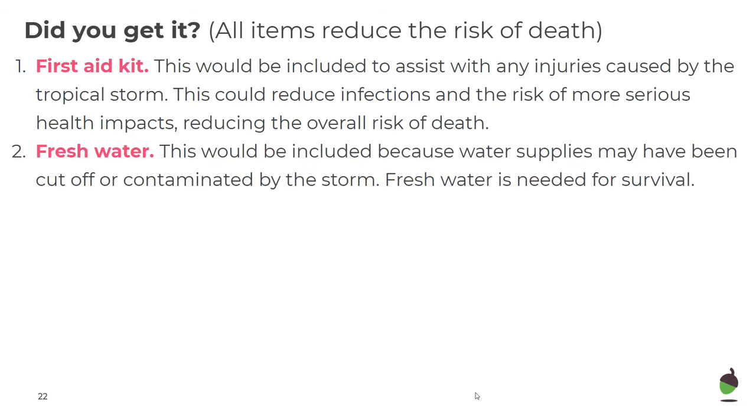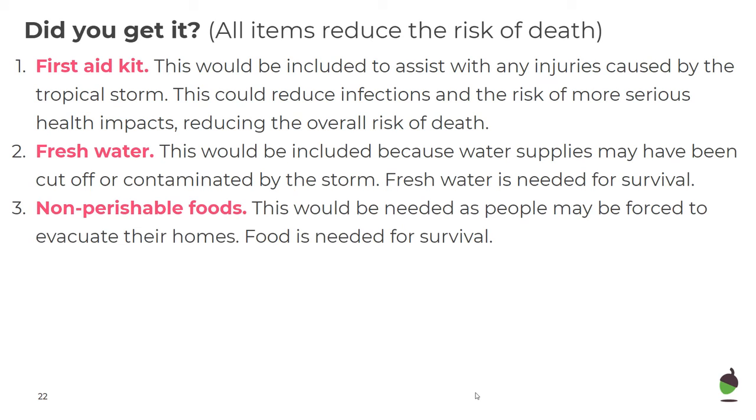The second item I would include would be fresh water. This would be included because water supplies may have been cut off or contaminated by the storm. Fresh water is needed for survival. My third item would be non-perishable foods.